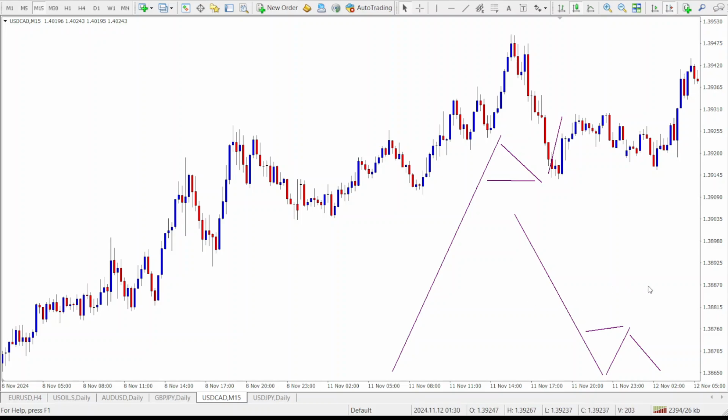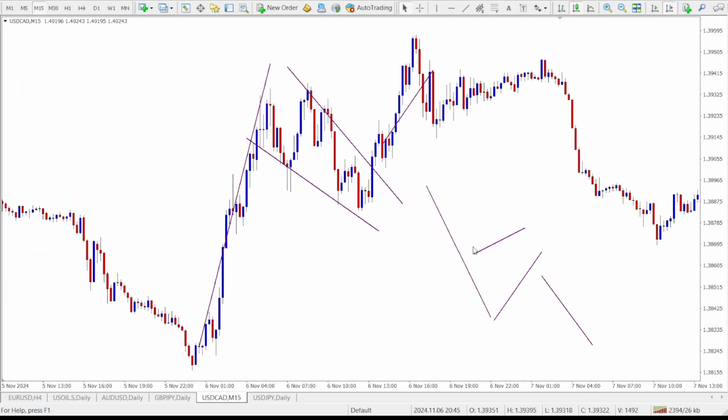So here's how you can use these patterns. First, look for clear breakouts. Never trade the pattern until the price has broken out of the consolidation zone. You want confirmation that the price is moving in the direction of the pattern. And then you can decide to check the volume. A breakout with high volume adds more weight to the signal. It shows that there's strong interest in the direction the price is moving, increasing the likelihood of success.